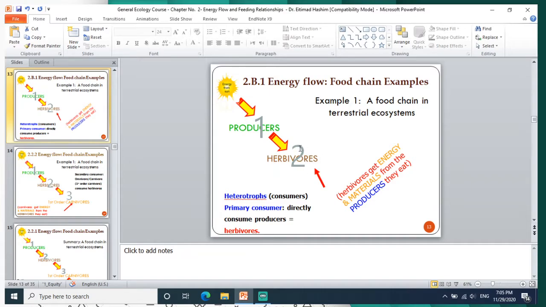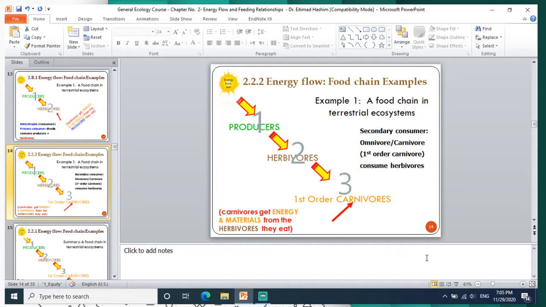So the herbivore gets energy and material from the producers they eat. And the herbivore eats producers, so it is called a herbivore. It is a consumer, a heterotroph. Then the secondary consumer eats the herbivores. Also it is called a heterotroph.